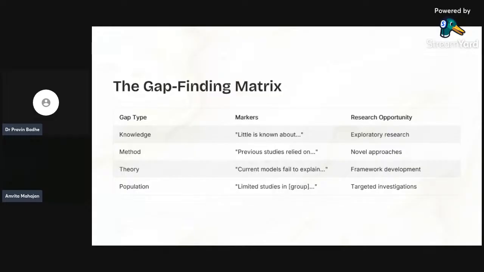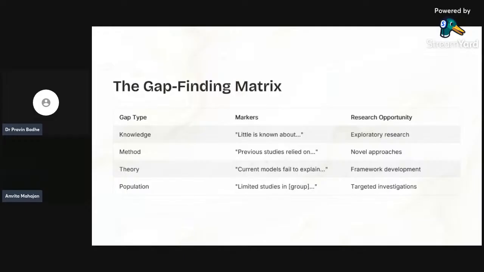This exists when previous studies have used inadequate or outdated methods to study a topic. The markers: look for phrases such as "previous studies relied on" or "the methods used in earlier research had limitations." This will come under novel approaches, or a new methodology to get a better answer to an existing question.